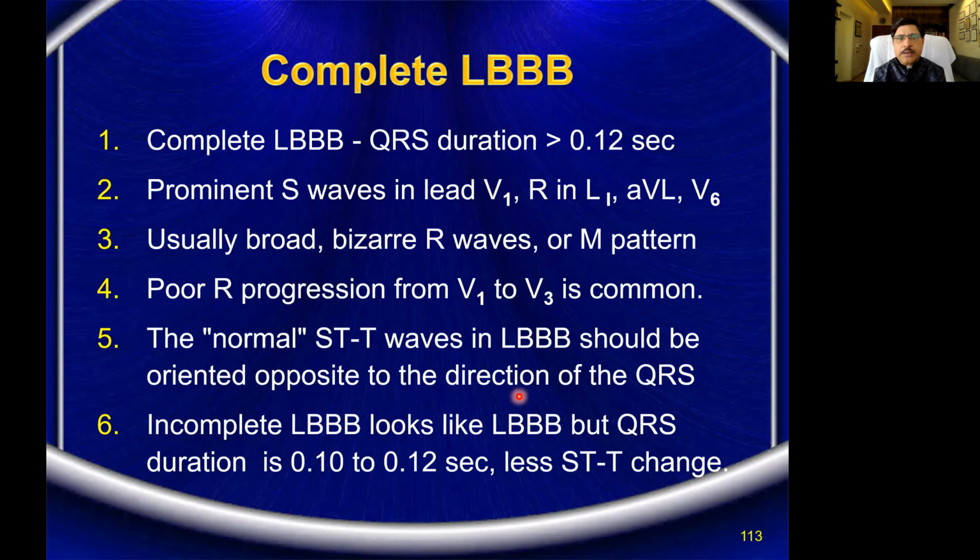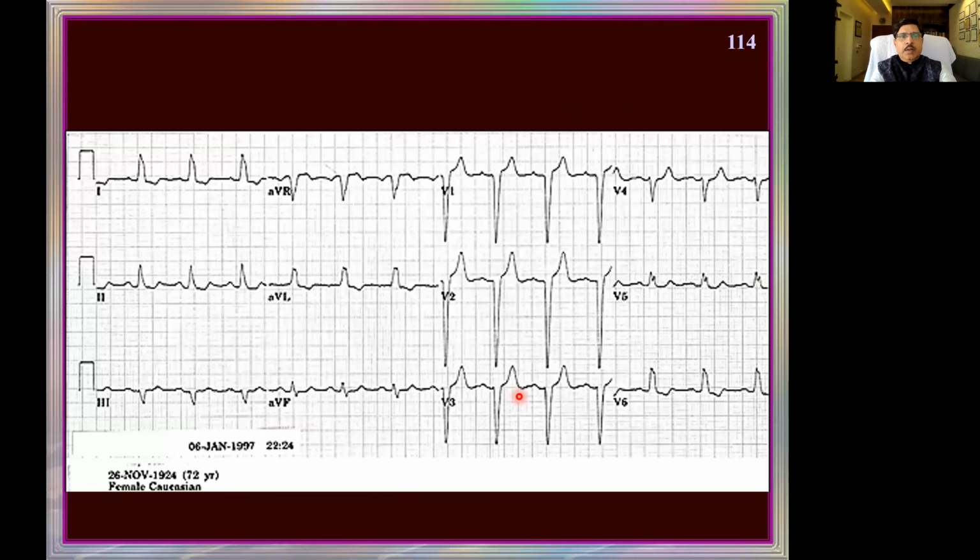Now let us look at an ECG. What is the rate like? 300, 150, 100, 75, around 80 is the heart rate. Okay, we have a very broad QRS in lead I, aVL, and also in V6, V5. A slurred R wave is there.